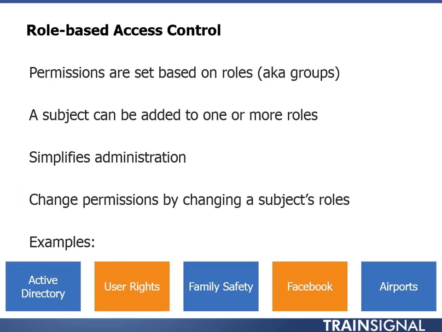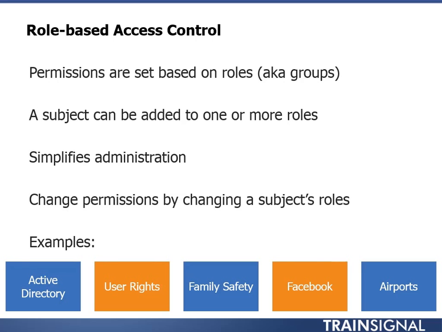Any given subject, a user, can be added to one or more roles. So if Tom is the manager of the accounting department, he might be in the accounting group and he might also be in the managers group. Who knows, he might be in the East Coast office group too. You can then assign privileges to each of these different roles, and the user will get the cumulative effect of all of the different privileges that they have been assigned by different roles.